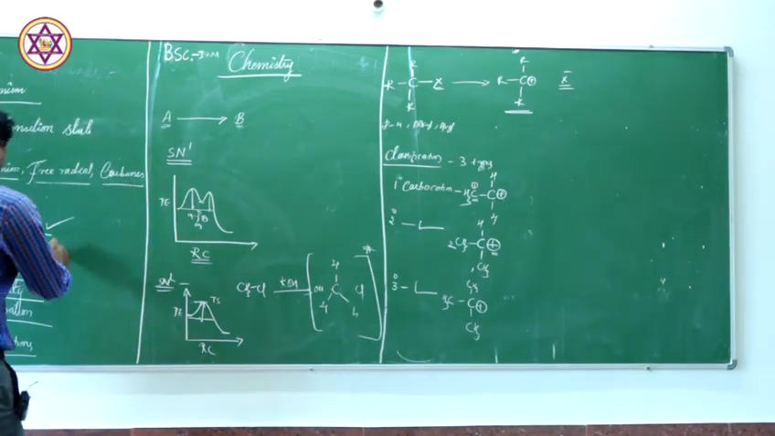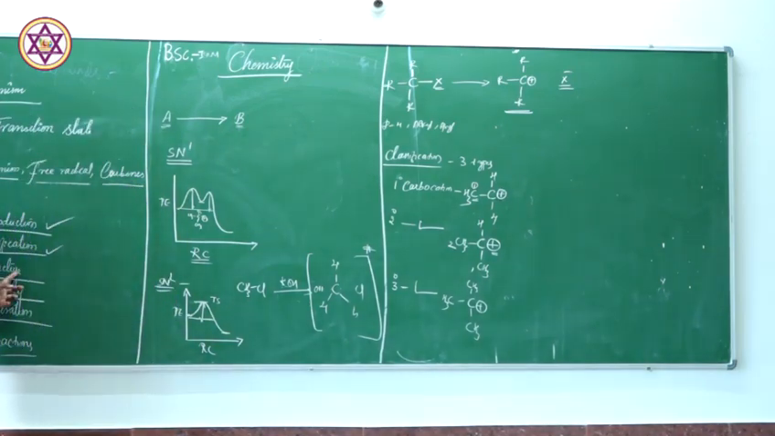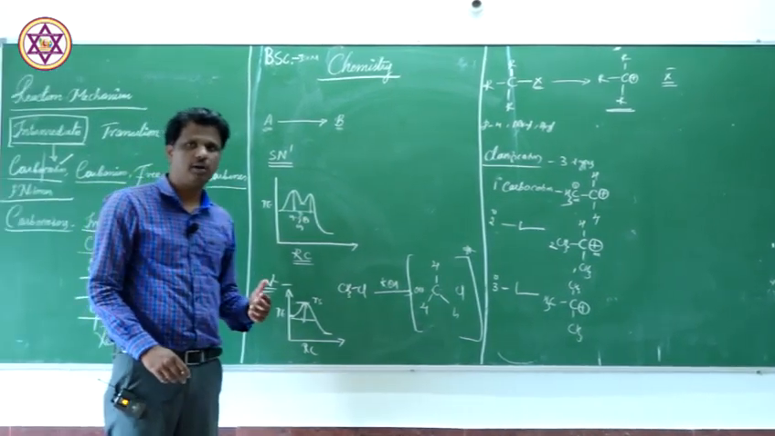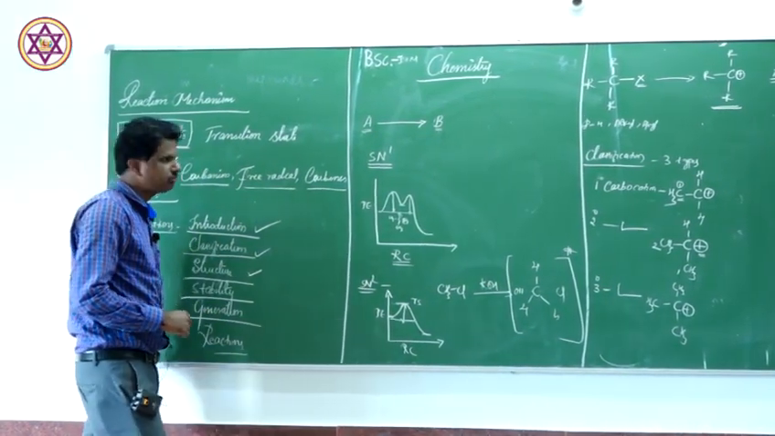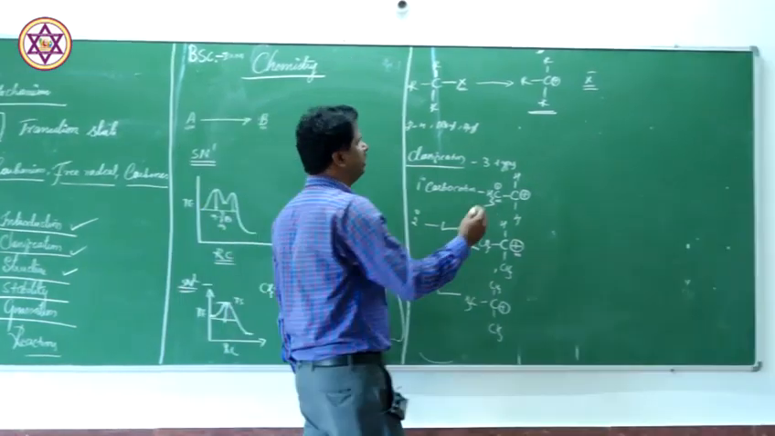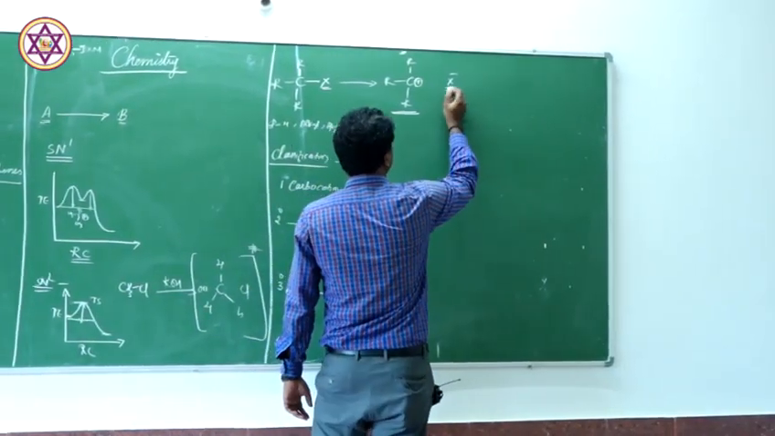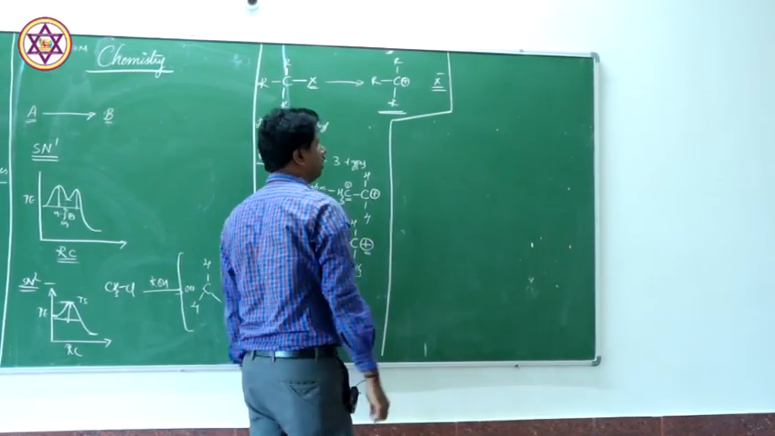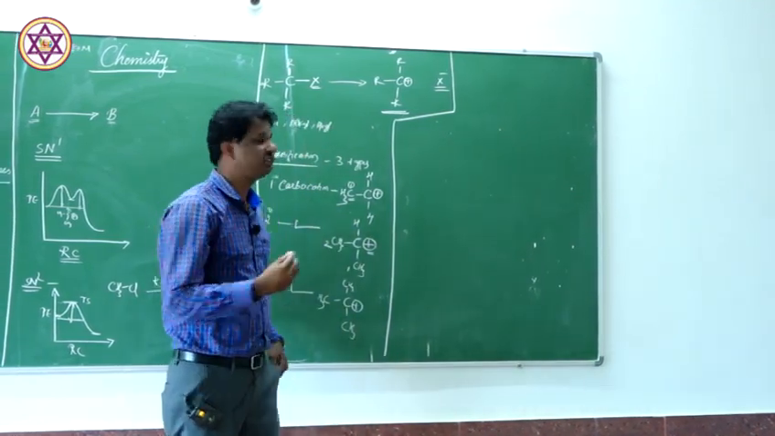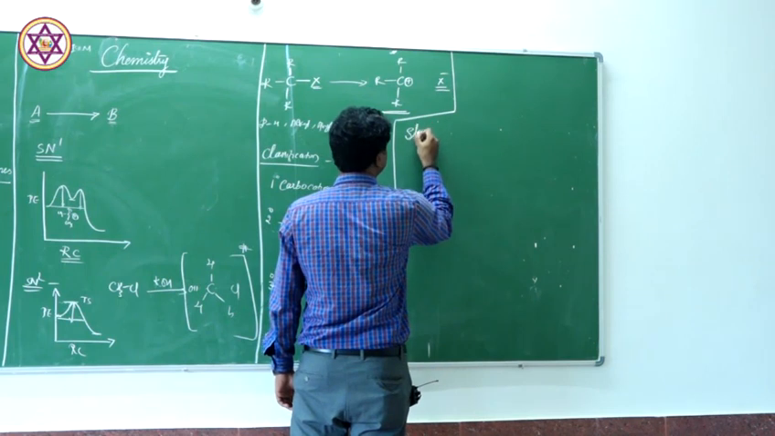Now classification is over. Now let us talk about the structure of carbocations. Just observe what I am going to write. Okay, let us see what the structure is. I will write here, structure.